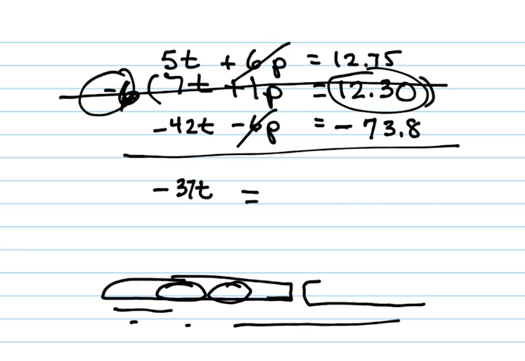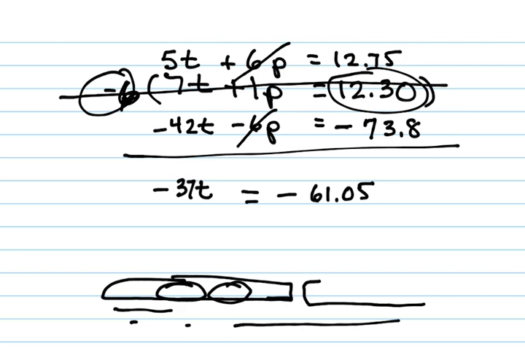And what is 12.75 minus 73.8 going to give me? Negative 61.05? We all happy with that? Okay. All right. Now, all I need to do is get the t by itself.